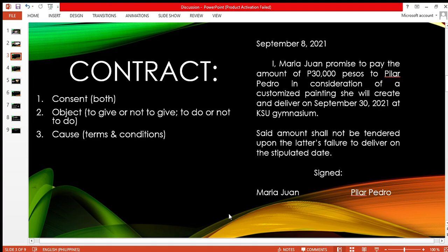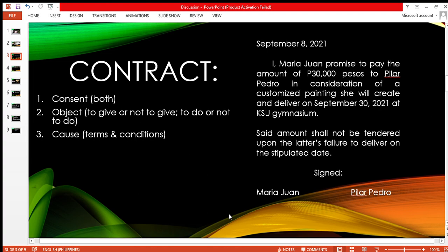Now, a contract as part of a written instrument on legal documents has to comply with three essential elements. Kailangan meron ang tatlo na ito. That is why it's called essential elements. The absence of one of the essential elements will make the contract unenforceable. Meaning to say, pag wala ang isa sa mga elemento ng kontrata, hindi mo siya pwedeng i-enforce sa mga partido. You cannot force both parties to perform their own obligations if one of the elements of that agreement or contract is not present.